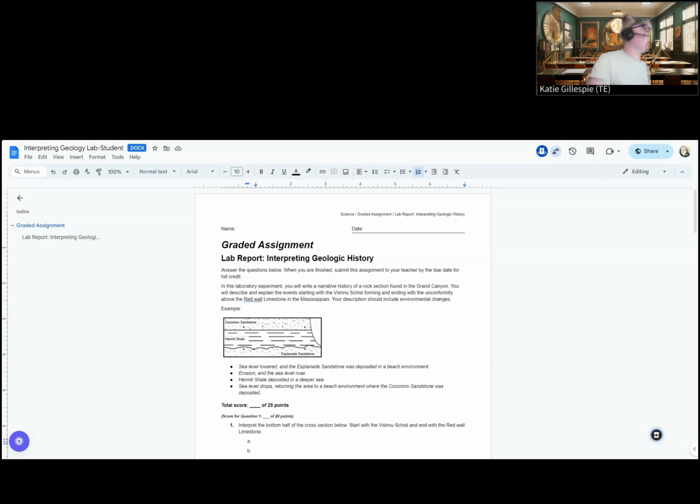So, everybody, let's see here. Let's do this. Tell me what has to happen to sea levels to get a beach environment. What do you think? Sea level must be what? Almost gave it to you. Good. It receded. It went down. Thank you. It lowered. Okay. Good. Well, what about shallow seas? What does that mean?